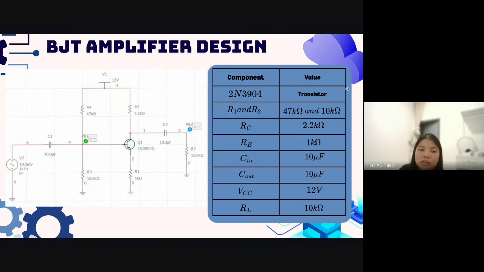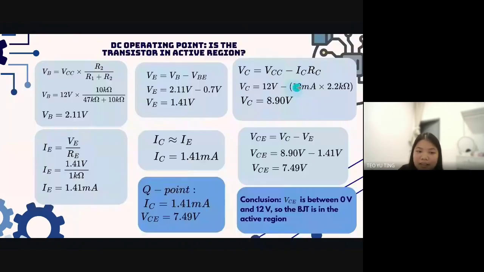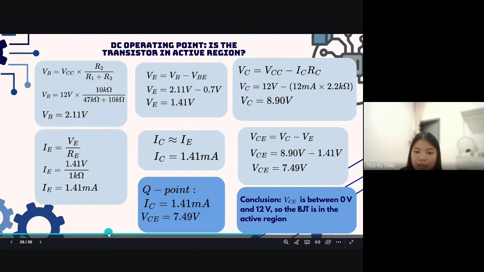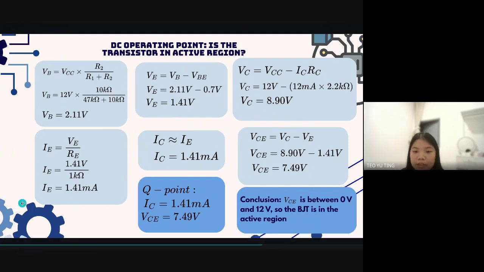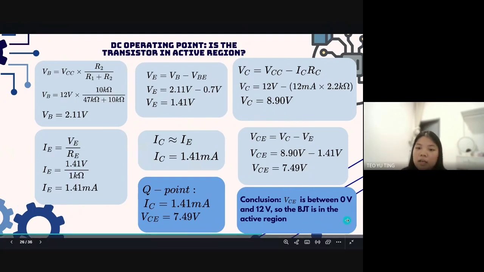The circuit uses a voltage divider with R1 47 kilo ohms and R2 10 kilo ohms to get the base voltage. And for the emitter voltage, we use what we learned in class, VE equals VB minus VBE. For the collector voltage, it is also the same, just substitute into the formula and we will get the answer.